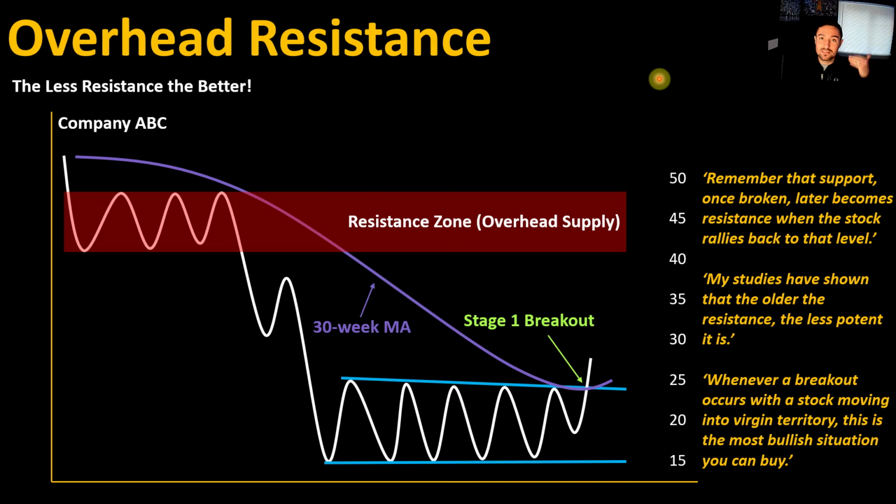Why? Because the resistance is further away. So the share price can go further for longer before it meets the overhead resistance and starts running into the trapped buyers. So you want to look for the stage 1 base breakouts. You want to look for where the resistance is.